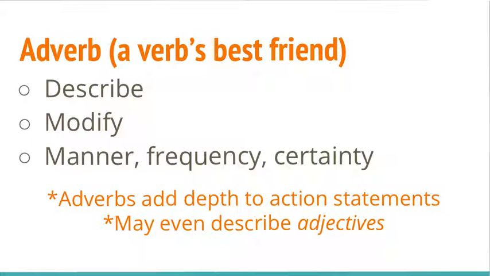So what are adverbs? Adverbs are a verb's best friend, whereas adjectives were a noun's best friend. They help describe verbs, they help modify verbs, and they help change the manner, frequency, and certainty of verbs. Adverbs add depth to action statements, and they may even describe adjectives. So like I said, this is a pretty broad and complex part of speech, and I want to make sure that we have the basics down first.